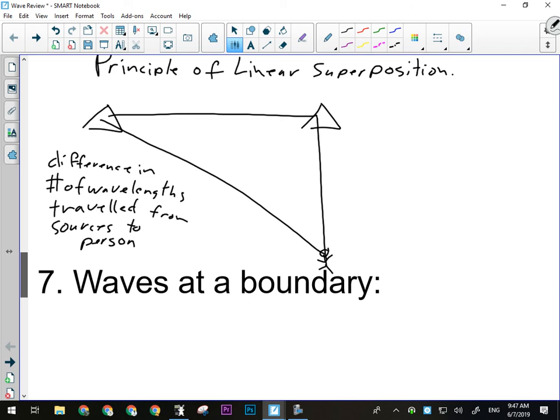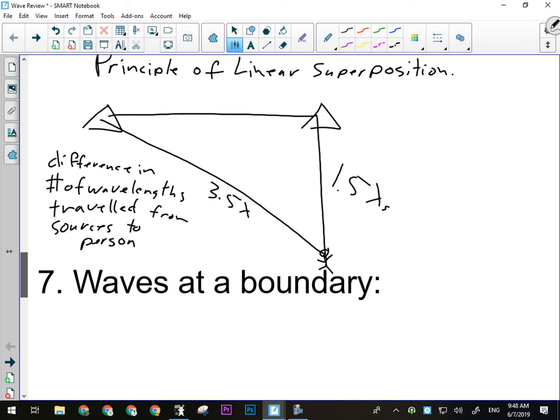Okay, if this here is 3.5 wavelengths and this is 1.5 wavelengths, does the person hear a loud or quiet sound? Loud. Okay, the difference in travel is two wavelengths. That's two whole wavelengths. So these things would be arriving in phase. That's another term you probably want to be familiar with, in phase or out of phase. And thus that person would hear a loud sound.